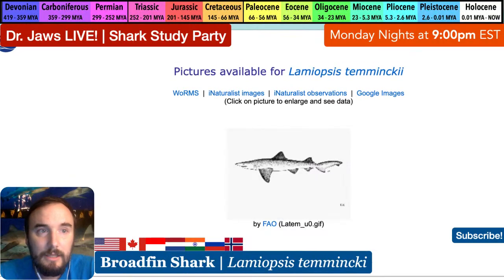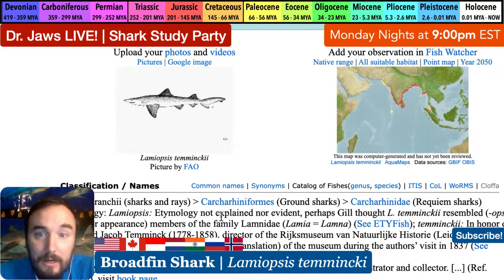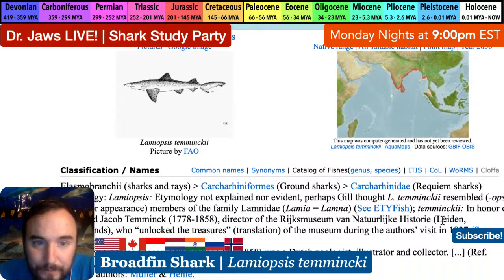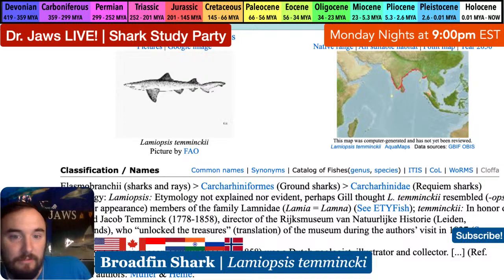Let's go back here to learn more about the species. This is kind of interesting. I am actually curious about the names. Lamiopsis, etymology not explained nor evident. Perhaps Gill thought Lamiopsis temmincki resembled, opsis is Greek for appearance, members of the family Lamnidae. So one theory about the Latin name is that it translates to resembling Lamna, which is kind of cool.